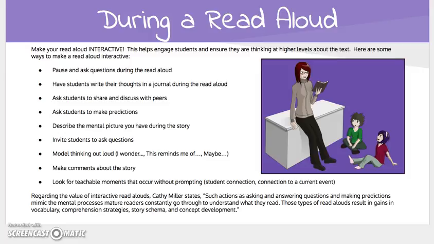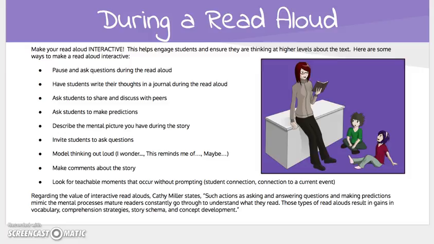Ask students to make predictions. You could pause and ask them to guess what's going to happen next and ask them for evidence. Ask students to describe the mental picture you have during the story. You could invite students to ask questions about what's going on in the story. Model thinking out loud for them. This is critical as you're reading the story to model what you're thinking.